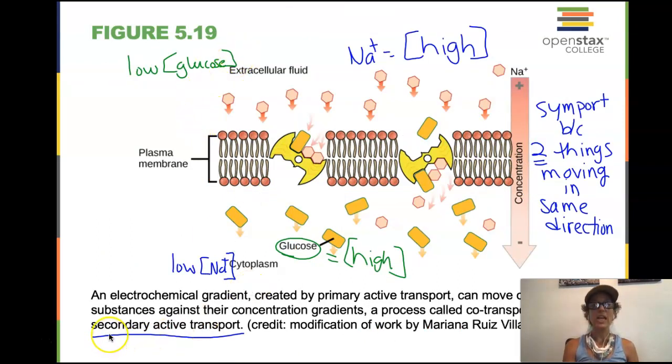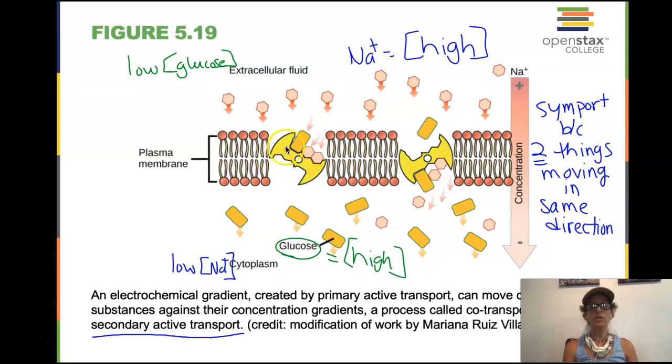This is secondary active transport. We're going to use the fact that we maintain high sodium on the outside and high potassium on the inside to move glucose across the membrane. So it is symport because two things are moving in the same direction. We've got glucose represented by these little gold bars. Sodium is still being represented by these little hexagons.